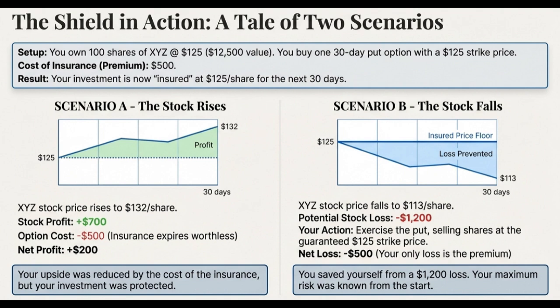Second scenario, the stock falls. In this scenario, if the stock crashes to $113, for example, your potential loss would be $1,200. Because you had the put option, your maximum loss is now capped at the $500 premium that you paid. You saved yourself $1,200, and that is the benefit.